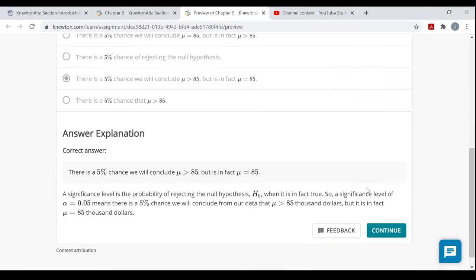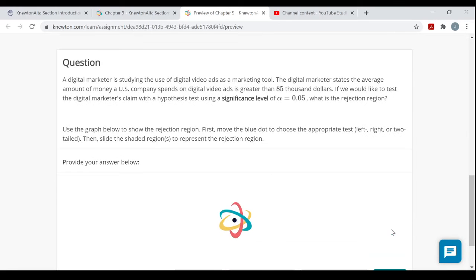They talk about that down here. A significance level is, as I've said several times now, the probability of rejecting the null hypothesis when it is in fact true. Okay. And more to this question, a second part.